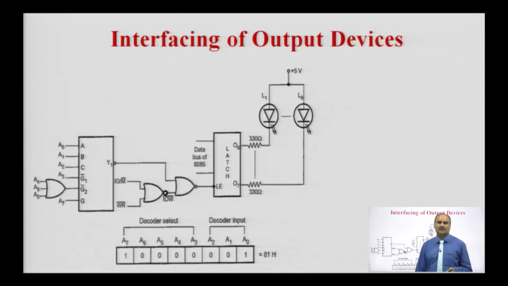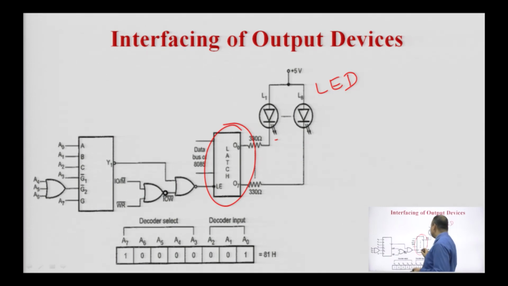Next is the interfacing of the output devices. Here, the example of output devices is the LEDs. We have 8 LEDs, from L1 to L8, and to interface this output device we need a latch, which is the output interfacing device. To enable the latch we need to generate the appropriate logic, that is the latch enable signal. With the help of the A0 to A7 address lines, we will generate the latch enable signal.